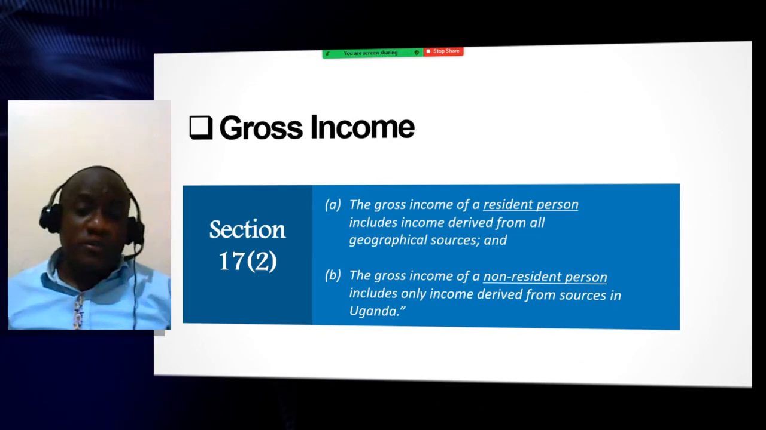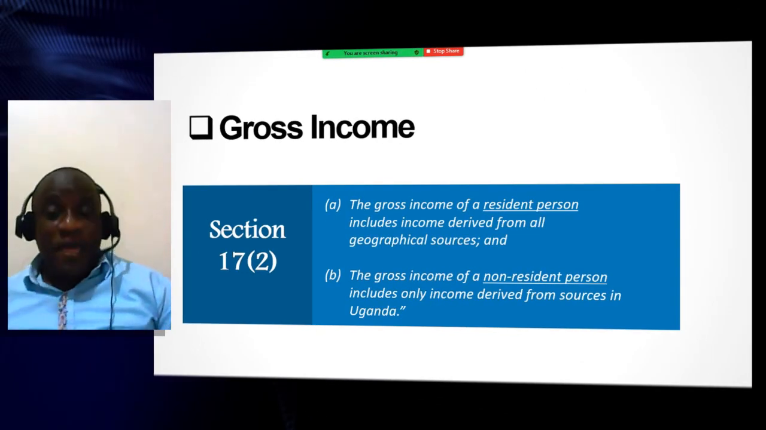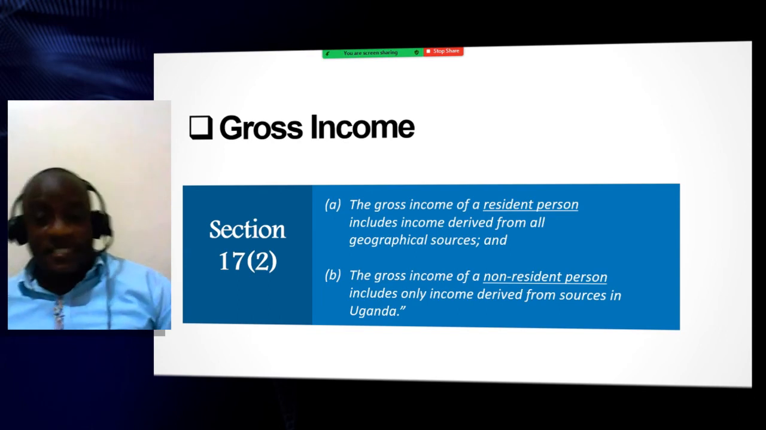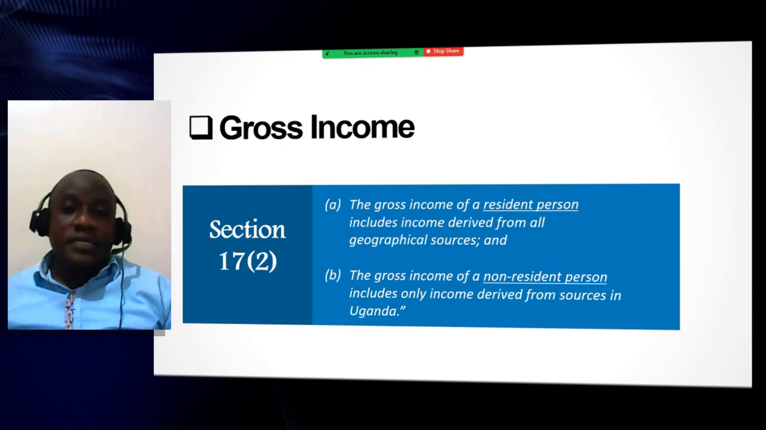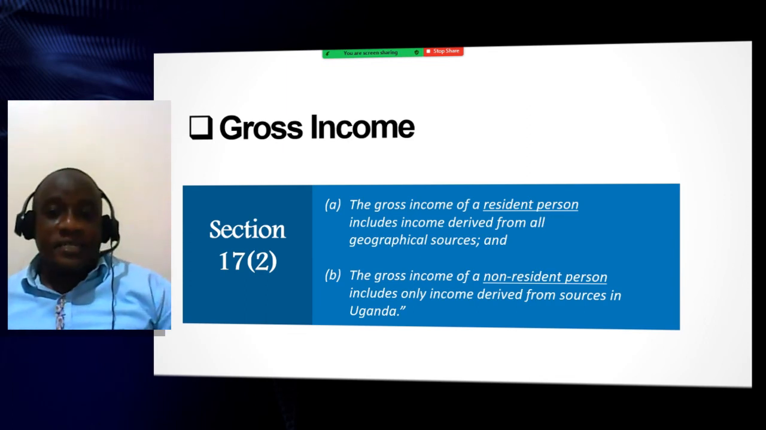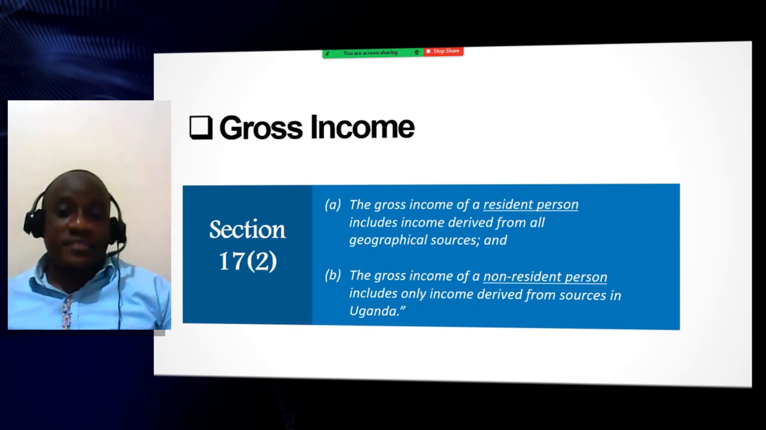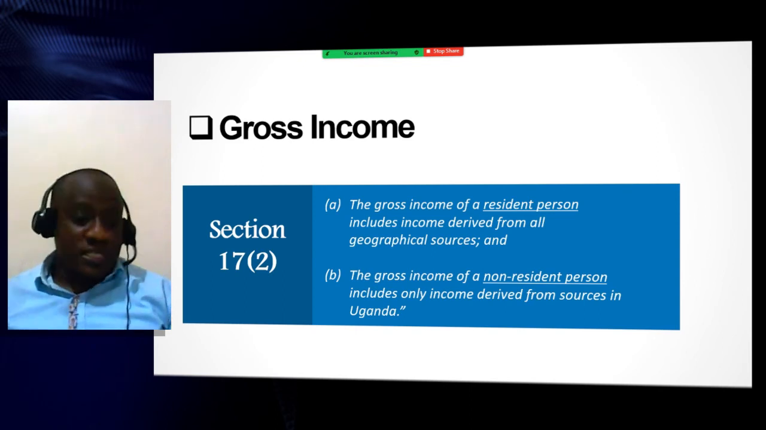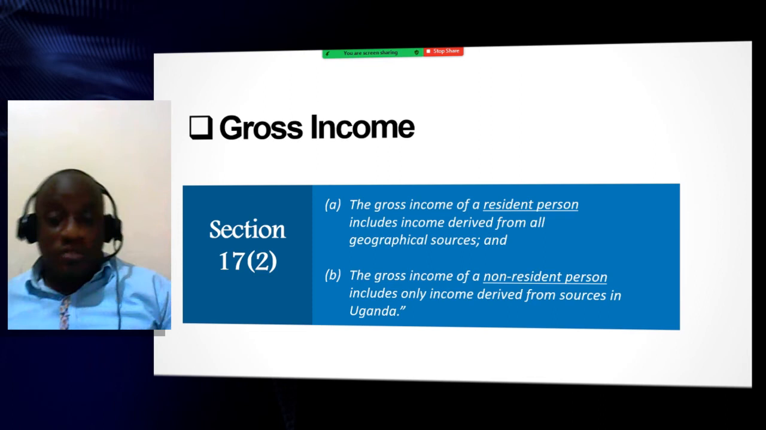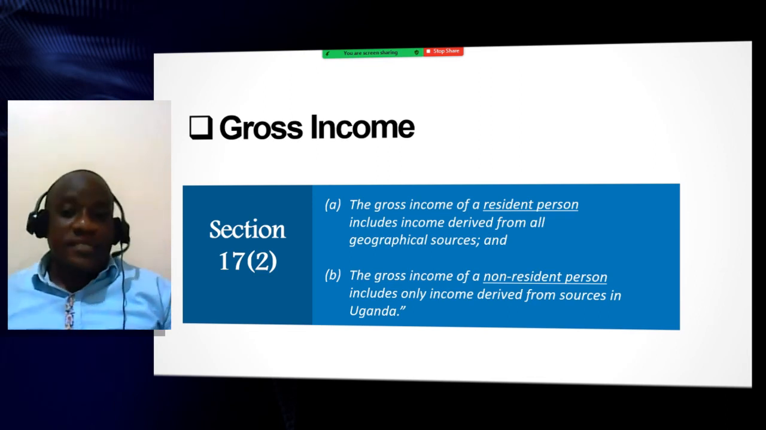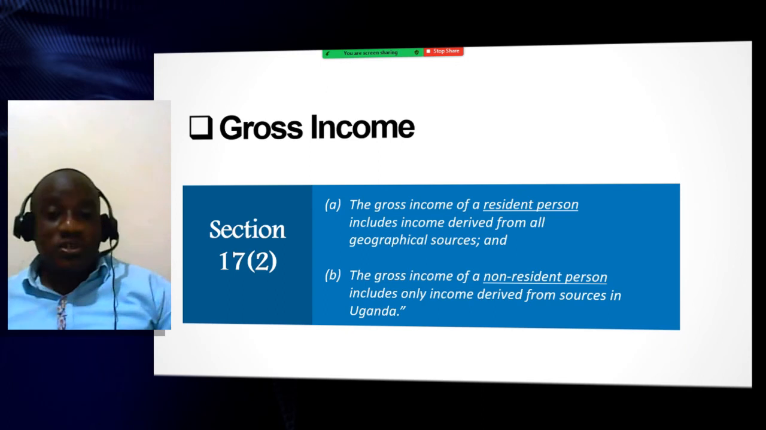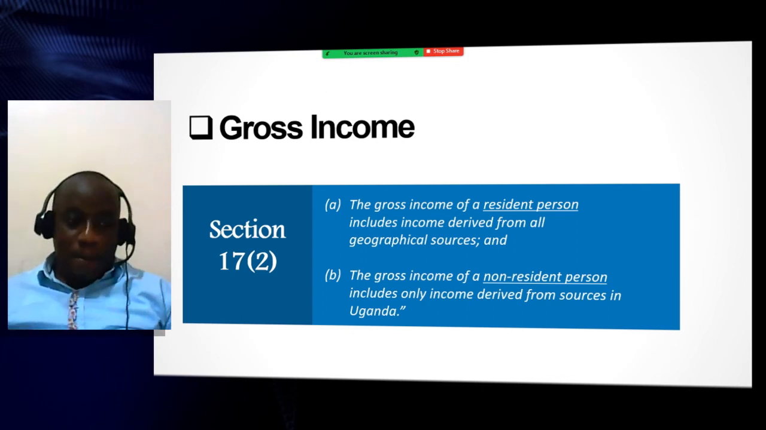And when you move into tax practice and you are receiving clients, the first thing you need to inquire from your client is their resident status or residence status. Are they resident or non-resident? We are going to see the criteria that we use in determining whether your client is a resident person or a non-resident person.